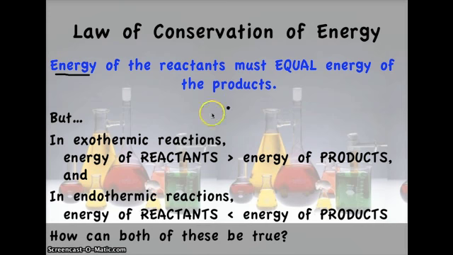Now there's a little bit of a discrepancy with what we just said, because one of the defining characteristics that we said of exothermic reactions was that the energy of the reactants was greater than the energy of the products. And then the opposite holds true for the endothermic reaction. We said the energy of the reactants is less than the energy of the products. That was one of our defining characteristics. So how can this hold true for these types of reactions, and can we also honor the law of conservation of energy? Well, it's very simple.